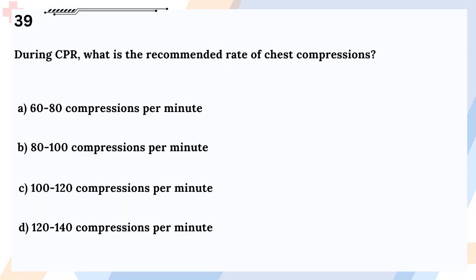Question 39. During CPR, what is the recommended rate of chest compressions? A. 60 to 80 compressions per minute. B. 80 to 100 compressions per minute. C. 100 to 120 compressions per minute. D. 120 to 140 compressions per minute.